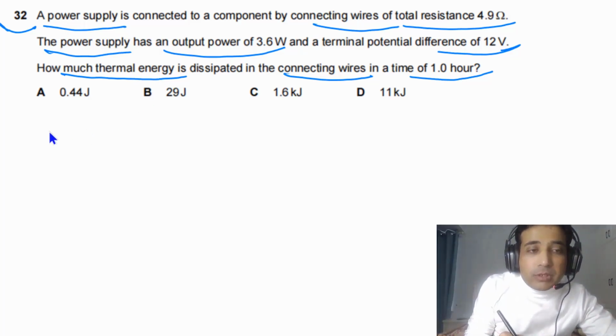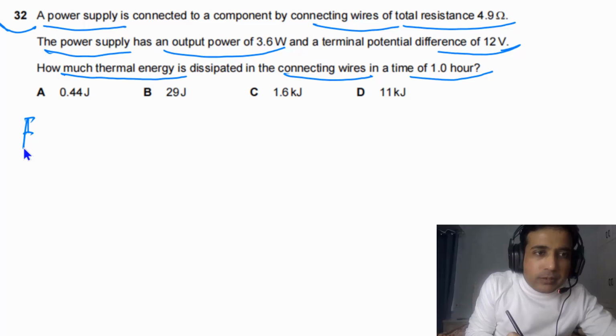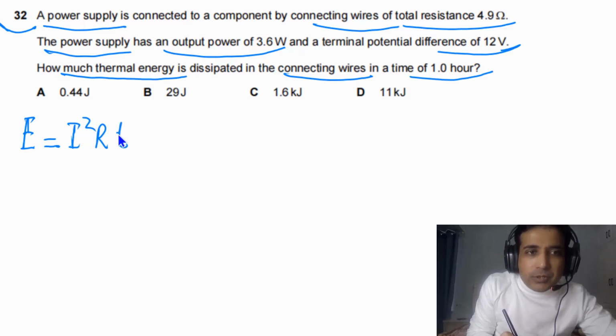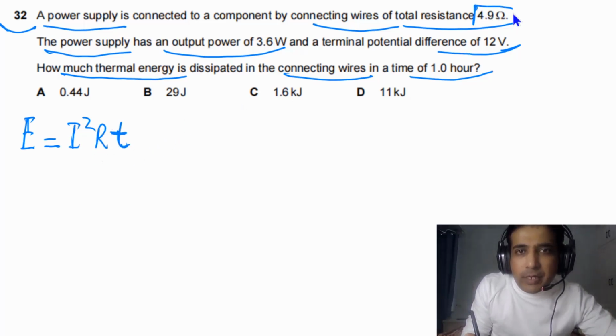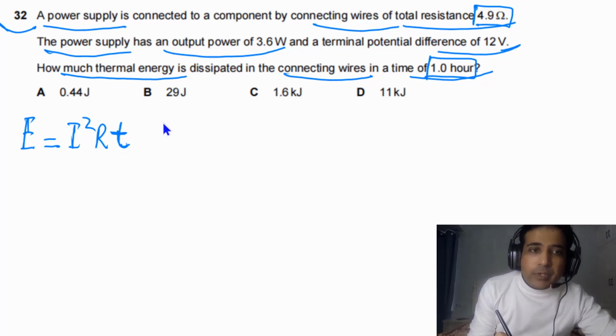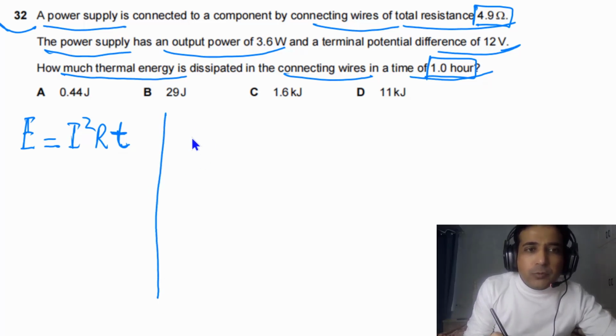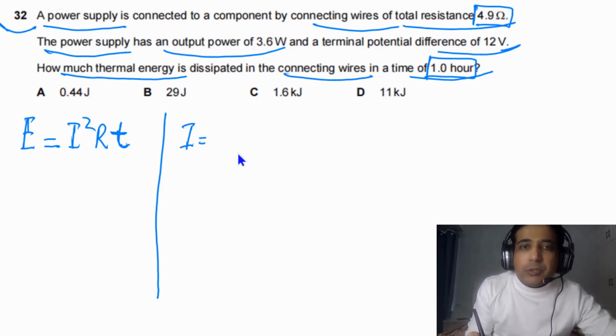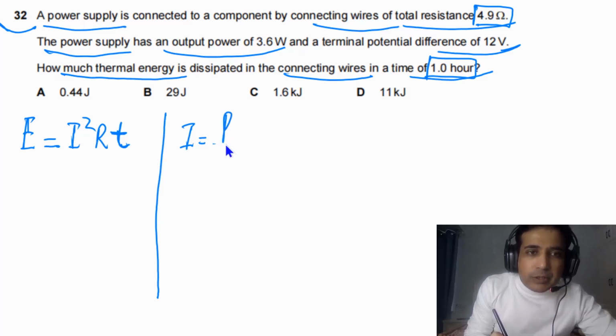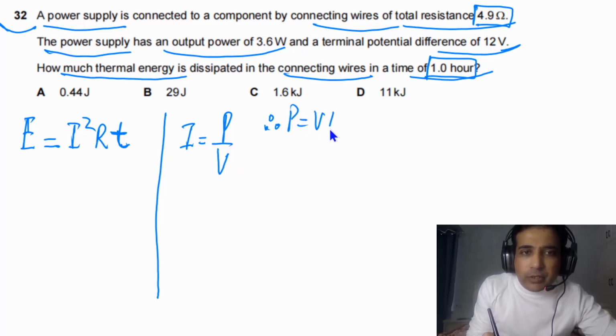So how can we calculate energy dissipated? Energy dissipated in the connecting wires, we can simply calculate as E = I squared R times T. But here we have the value of R, meaning the resistance of the wires is given to us, and the time is given to us. So if we can find the value of I, we can figure out the value of E. In order to find I, we need to look at the power output of the power supply and the terminal potential difference. So I is equal to P over V. We are simply using the formula P is equal to V times I.